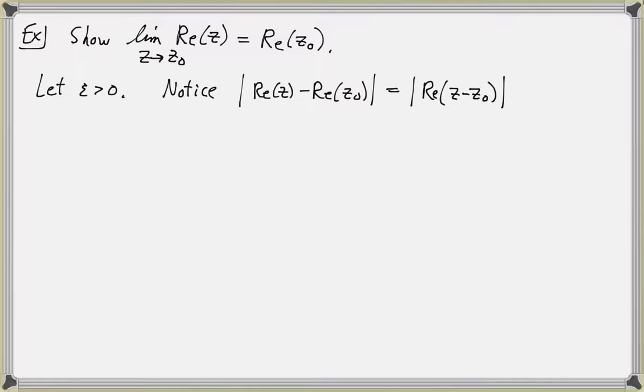And we know that the absolute value of the real part of any complex number is less than or equal to the absolute value of that complex number itself, so we can write this quantity is less than or equal to the absolute value of z minus z0. So we see that the distance from the real part of z to the real part of z0 is always less than or equal to the absolute value of z minus z0, so we can actually choose delta to be equal to epsilon.